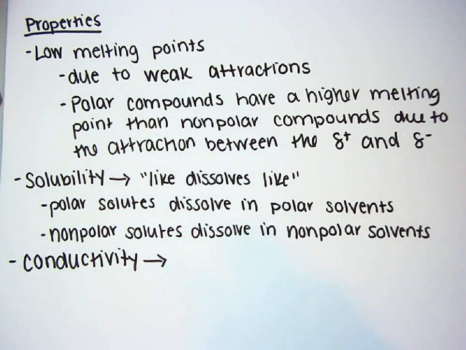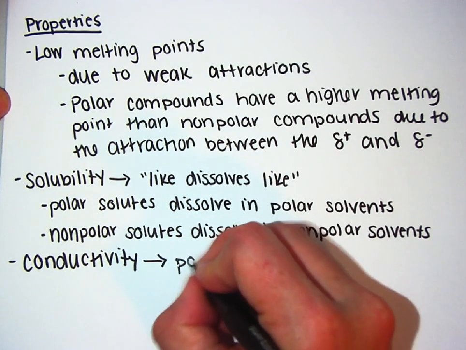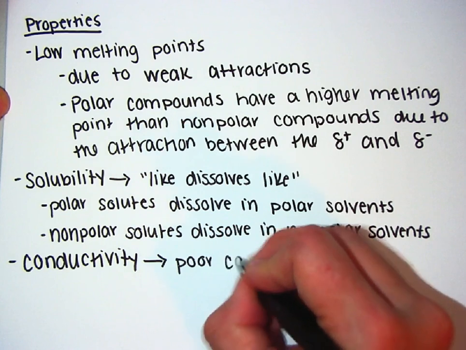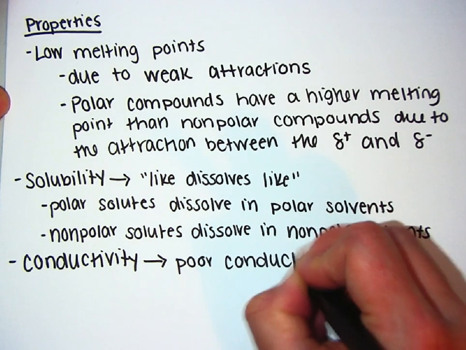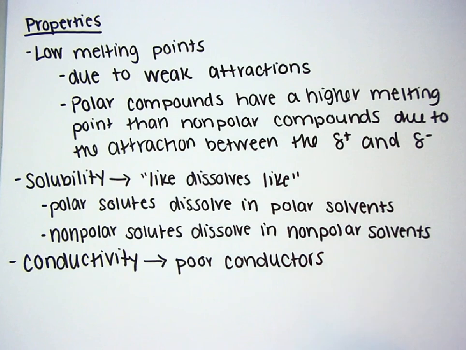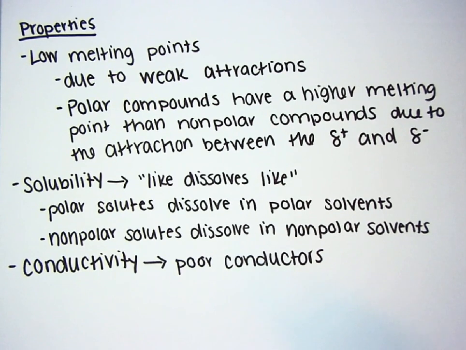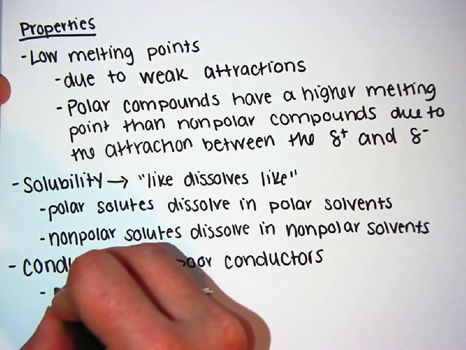Conductivity. Covalent compounds are poor conductors. So remember when we talked about ionic compounds, we said in order to conduct electricity, those ions needed to be free to move. Those ions, those positive and negative charges, were able to conduct. Well, in covalent compounds, I have groups of nonmetals, so I don't have any ions. Therefore, they're going to be poor conductors.